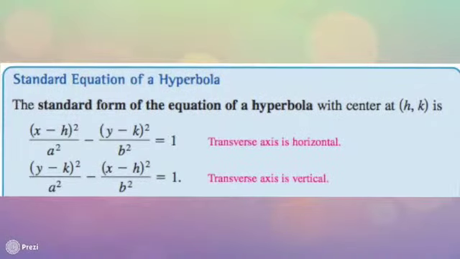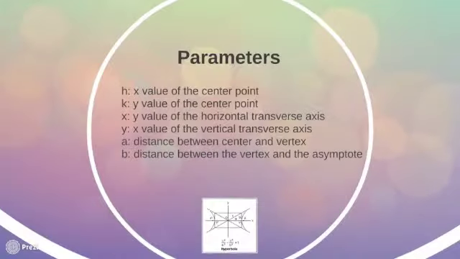And this is what the standard equation of a hyperbola looks like. h is the x value of the center point, k is the y value of the center point, x is the y value of the horizontal transverse axis, and y is the x value of the vertical transverse axis. a is the distance between the center and each vertex, and lastly, b is the height of the fundamental block. If you're wondering what the fundamental block is, keep watching.